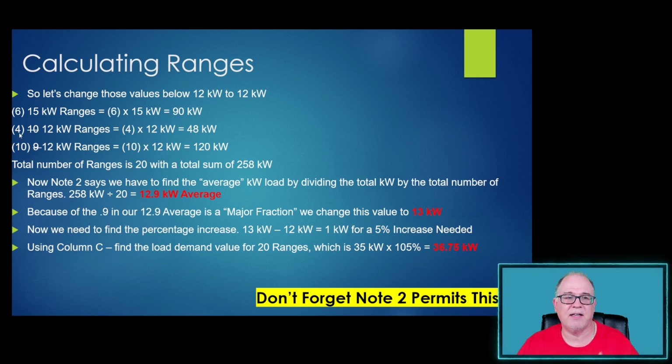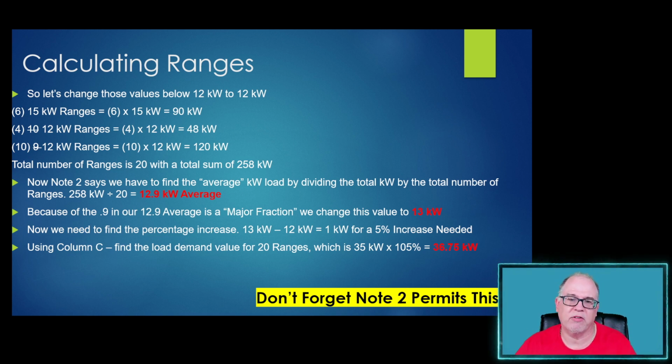So how many do we have total? Well, we had 10, 6, and 4. That's 20 ranges. So the sum, okay, remember it said add them up. And the sum of those 20 ranges is 258 kW, or 258,000 watts.